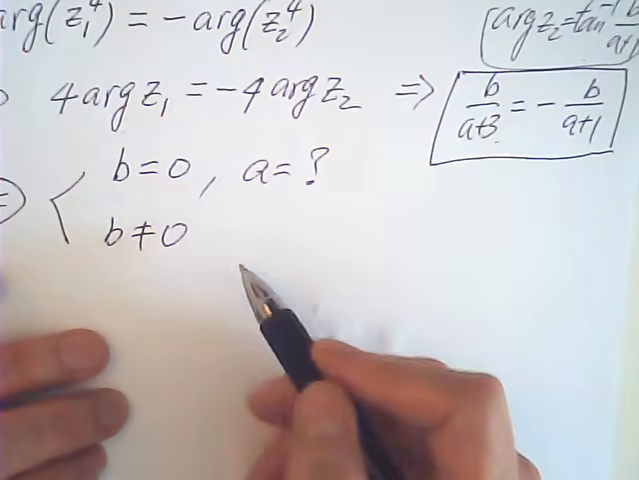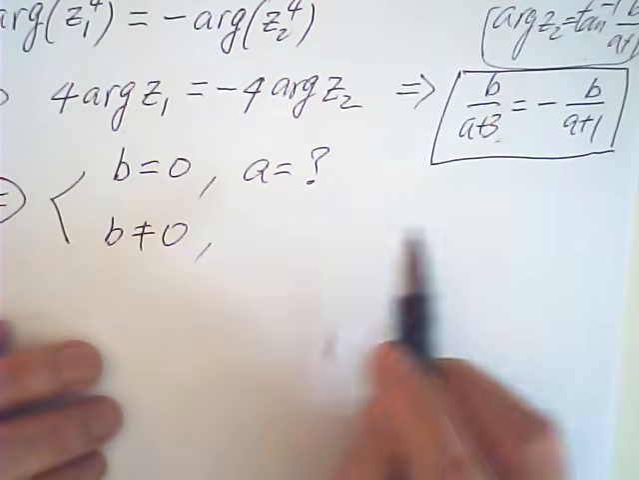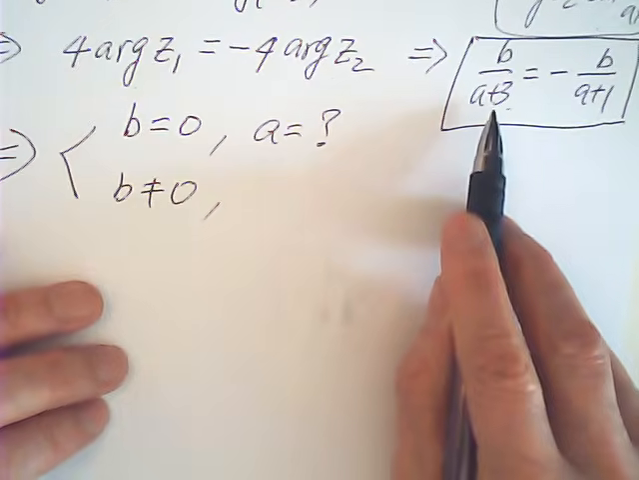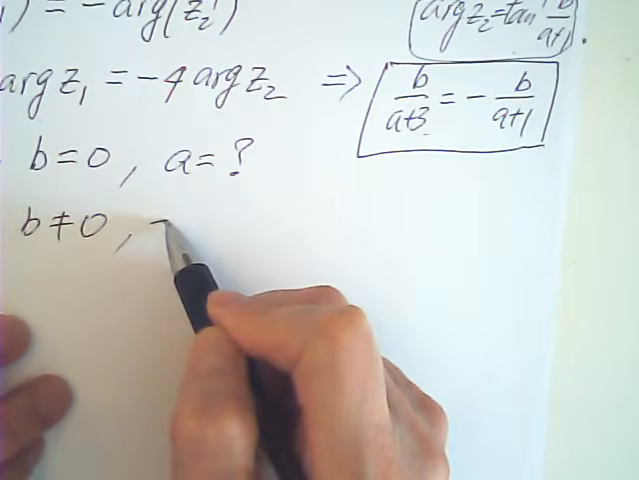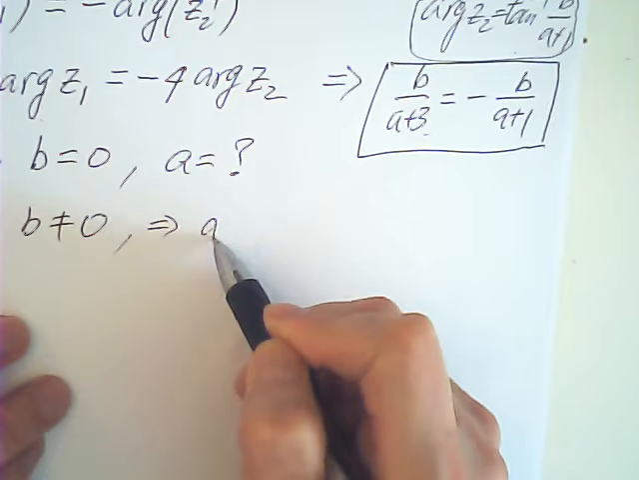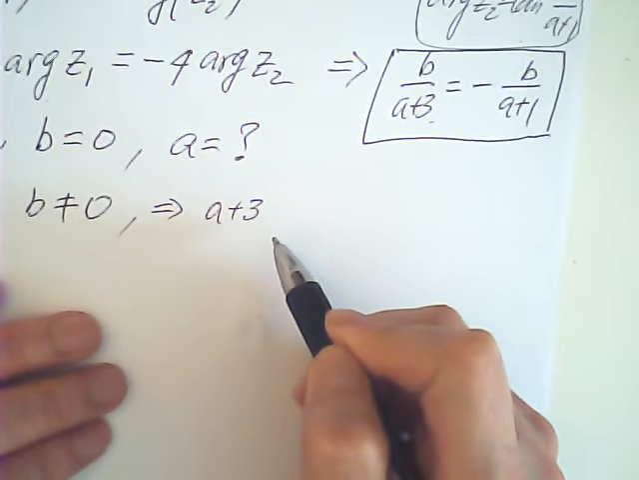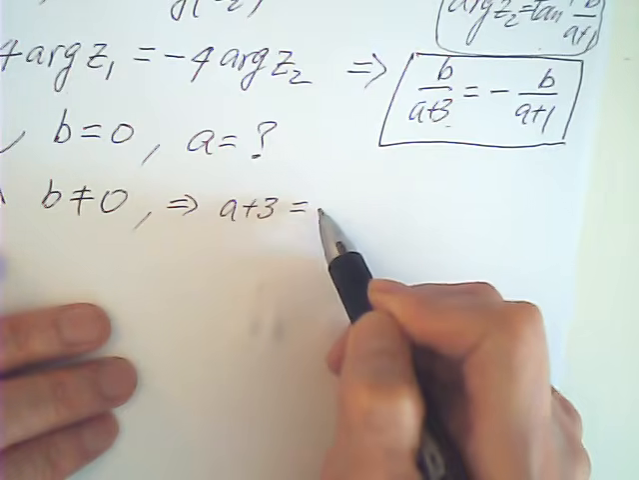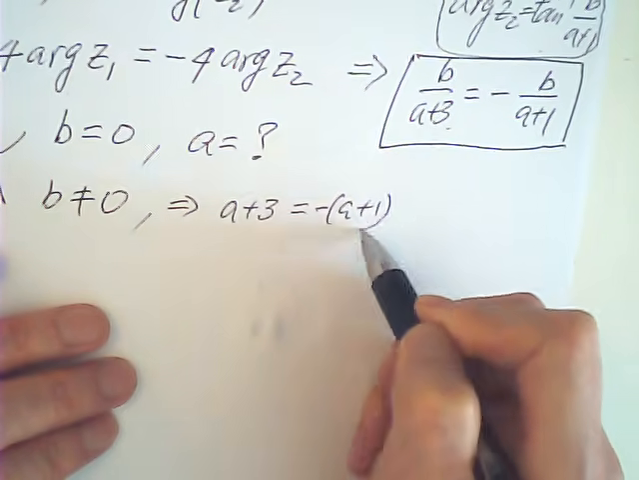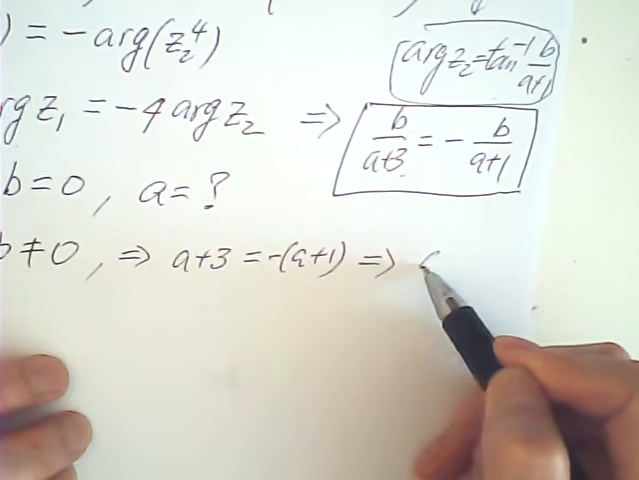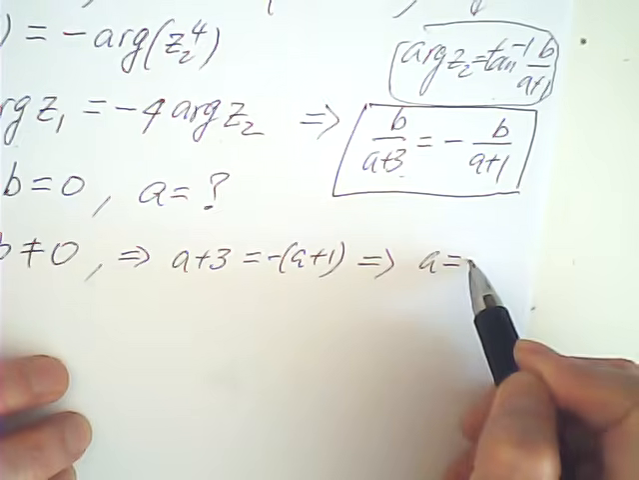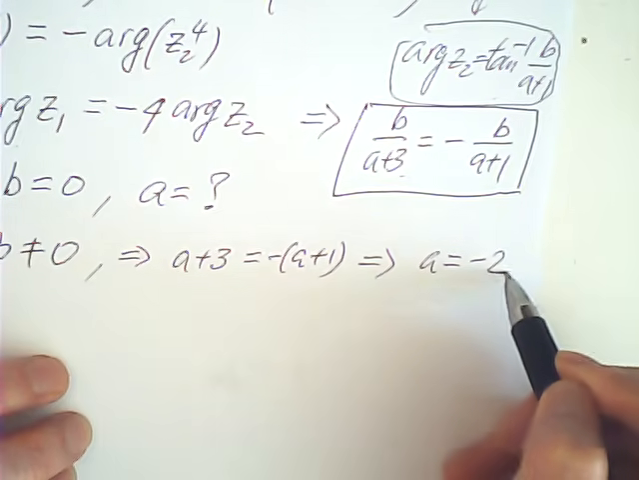If B is not 0, then B can be cancelled out. So this means A plus 3 is equal to negative A plus 1 if B is not 0. So from which A equals negative 2.